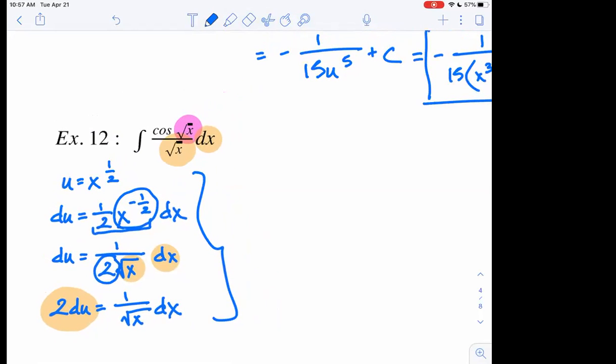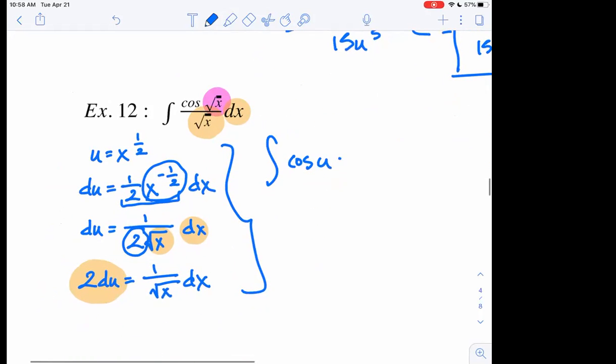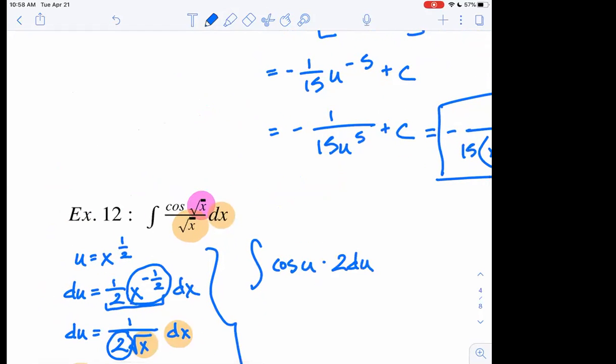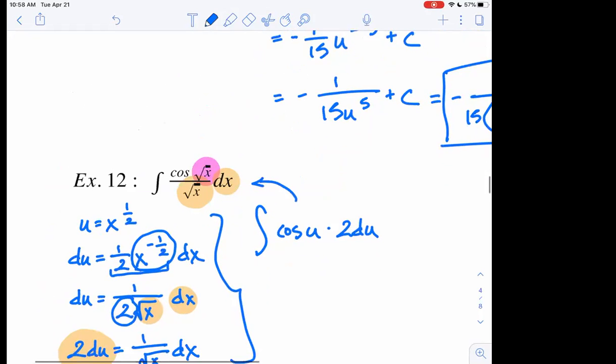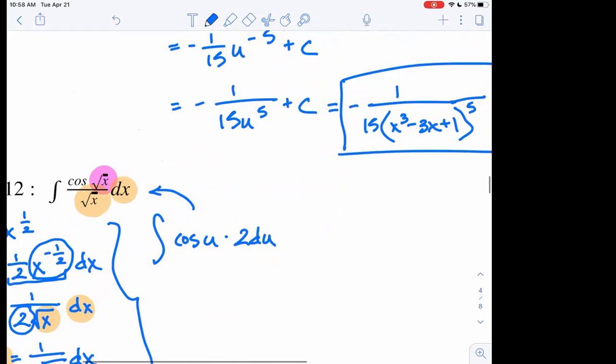All right, so let's substitute. I have the integral of cosine u times, everywhere I see the orange, I'm going to put 2 du. Okay, and this looks way more manageable than my original problem. And that's kind of the point of u-sub, is you're sort of disguising the complexity of it to make it doable, and then you take care of your disguise at the end. So I'm going to go ahead and pull the 2 out.